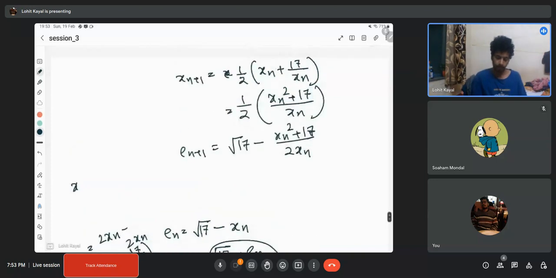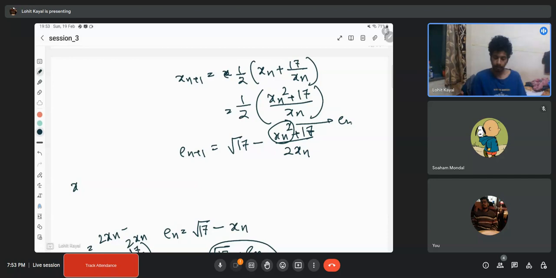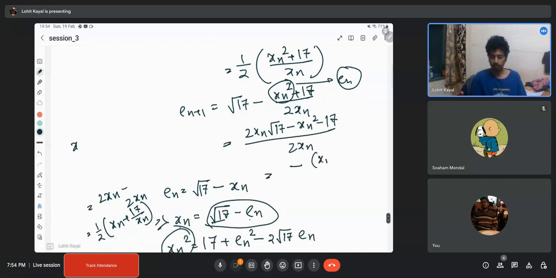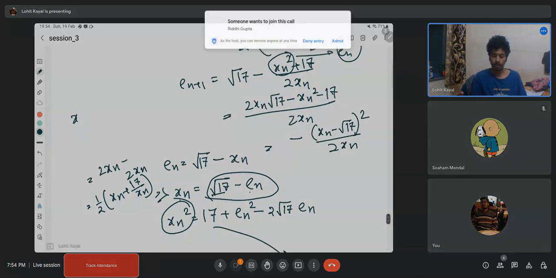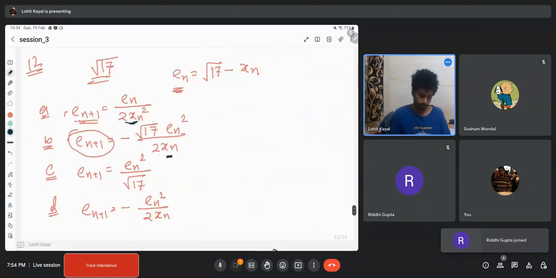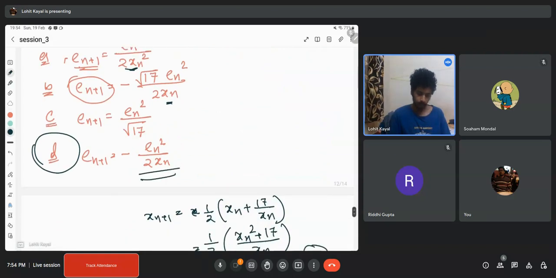So I made a mistake: substituting xn square here with en makes the problem complicated. So if I just multiply it, I will get 2xn square root of 17 minus xn square minus 17 by 2xn. So it will be minus of (xn minus square root of 17) whole square by 2xn, and that is minus en square by 2xn. So this option is correct, minus en square by 2xn.